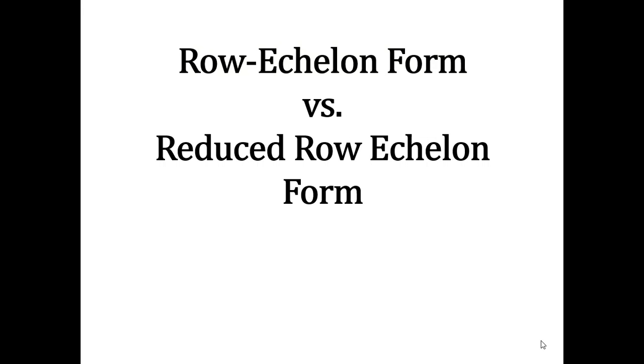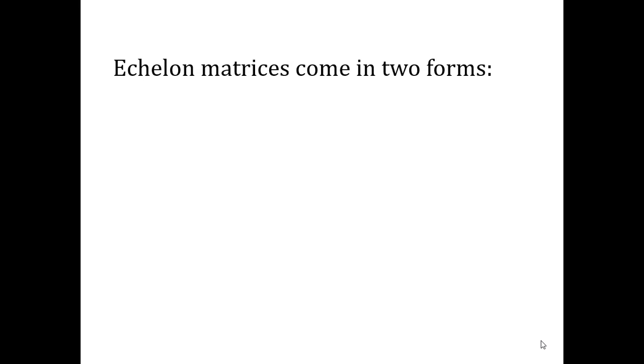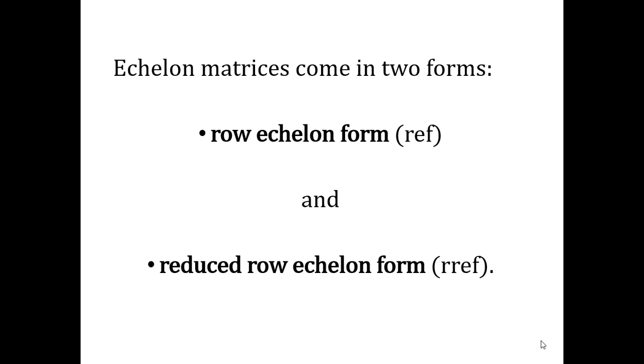Today we're going to practice some more row echelon form, but I did want to do a transition between today's lesson and our next lesson, which is looking at the difference between row echelon form versus reduced row echelon form. So echelon matrices come in two forms: row echelon form, REF, and there's also reduced row echelon form, RREF.